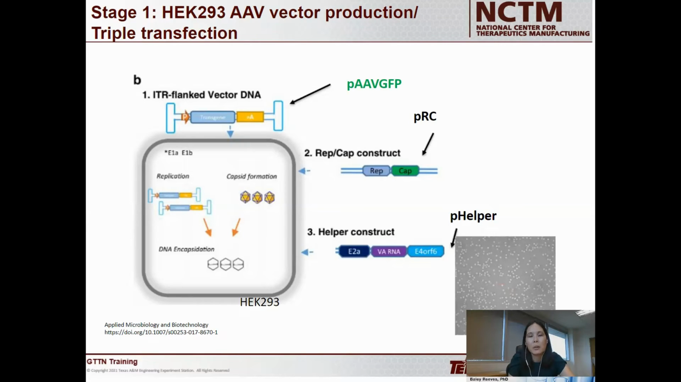We have our plasmid with our gene of interest. For us, it's GFP. Since we're a teaching organization, we use that as kind of our teaching tool. We also have a construct with rep and cap genes, and then the third plasmid is our helper plasmid.